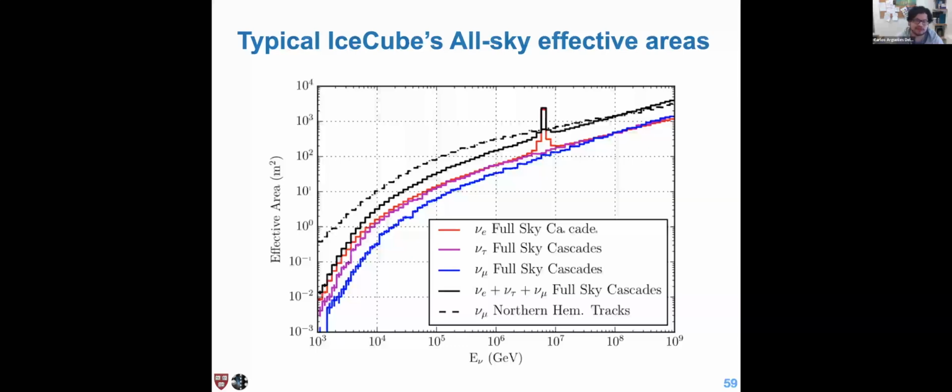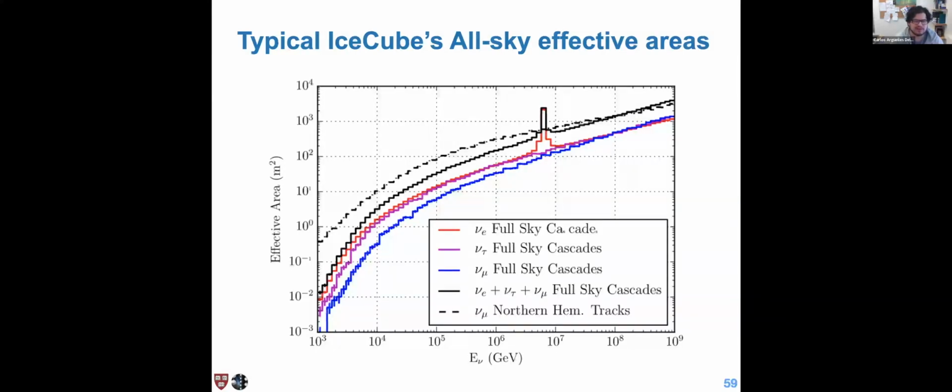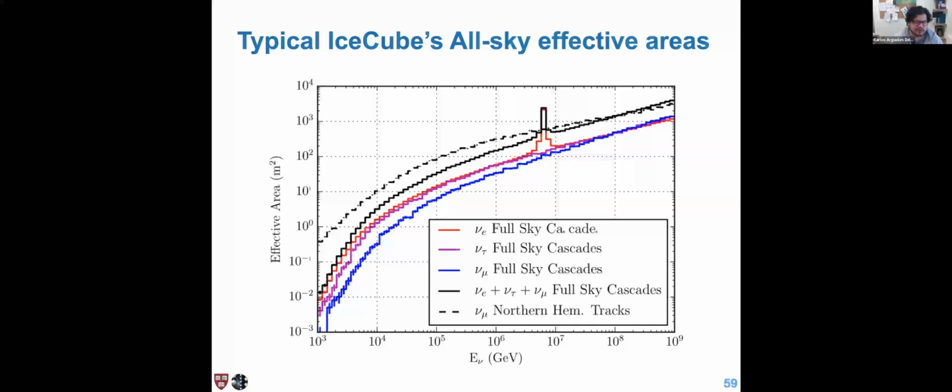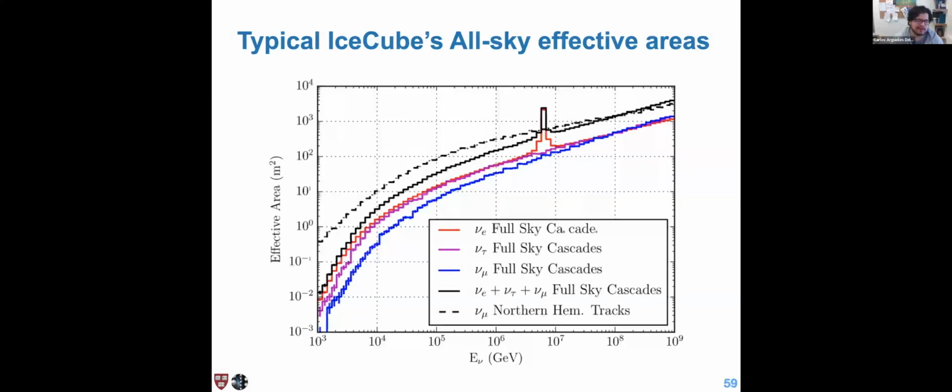So for example, if I want, say, mu northern hemisphere tracks, that means I want muons. Tracks means muons. I want muons that are coming from the north. If I want those type of neutrinos, the effective area will be this dashed black line. So if I want to compute the number of events, I will multiply the flux that I have from mu neutrinos with that area, and I integrate that in energy and multiply by time.